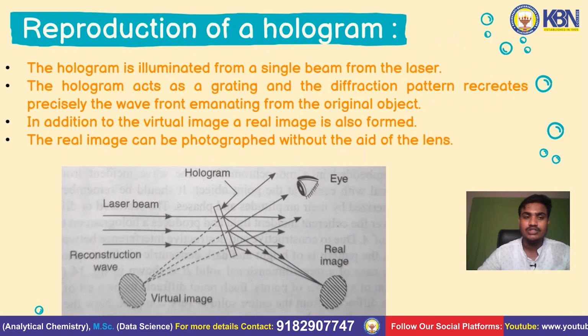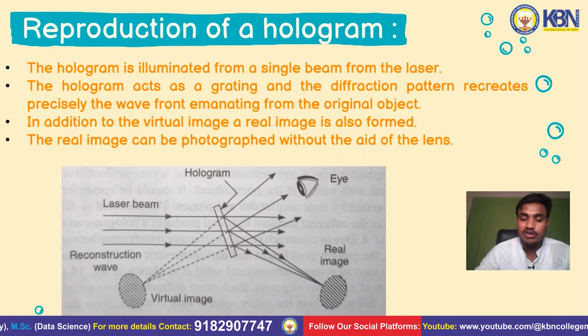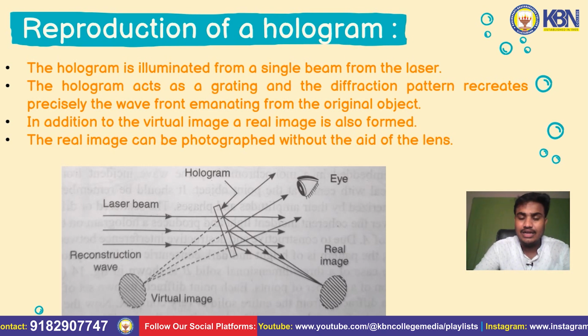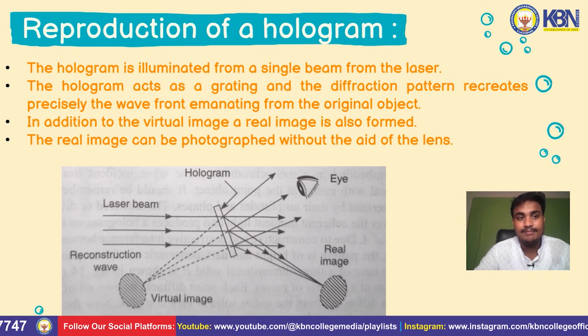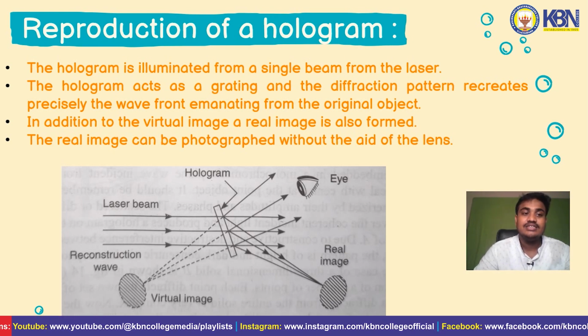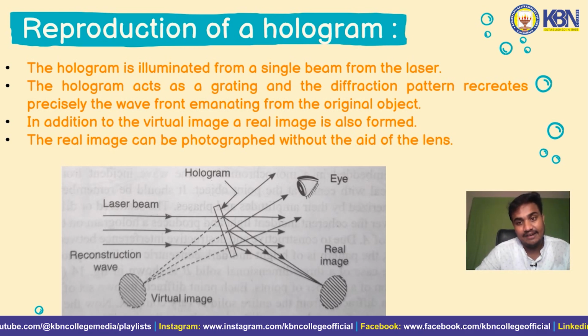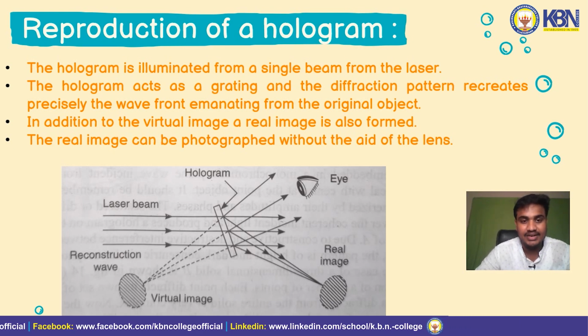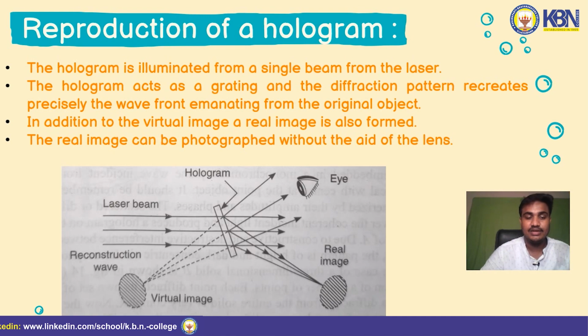Coming to the reproduction of a hologram, the hologram is illuminated by a single beam from the laser. The hologram acts as a grating and the diffraction pattern recreates precisely the wavefront emanating from the original object. But in addition to the virtual image, a real image is also formed. The real image can be photographed without the aid of a lens.